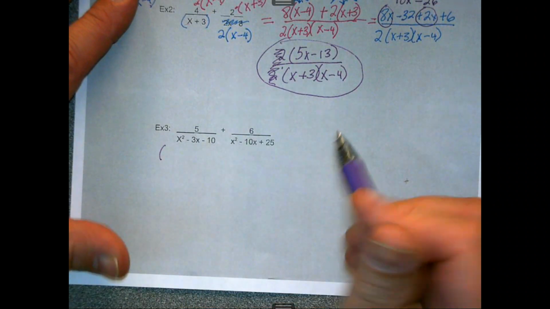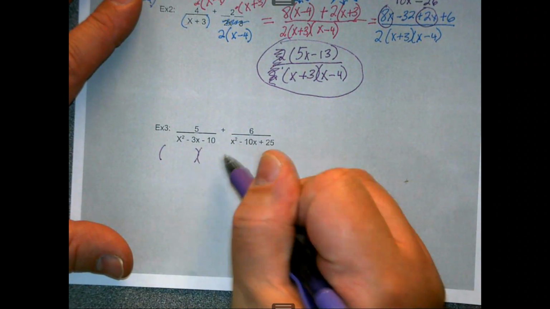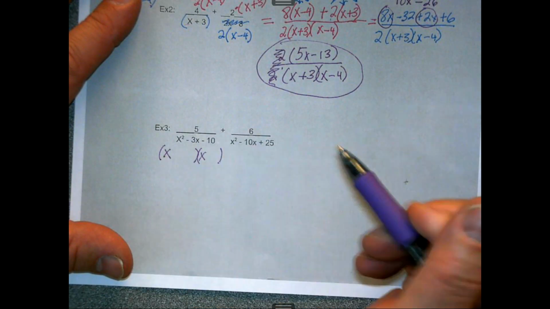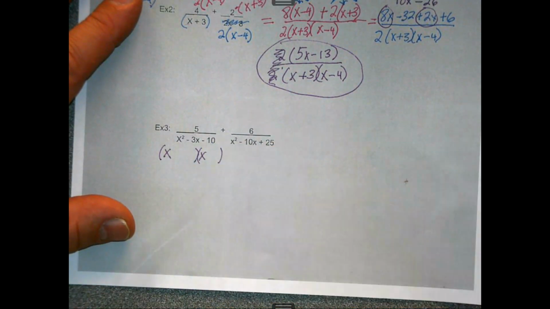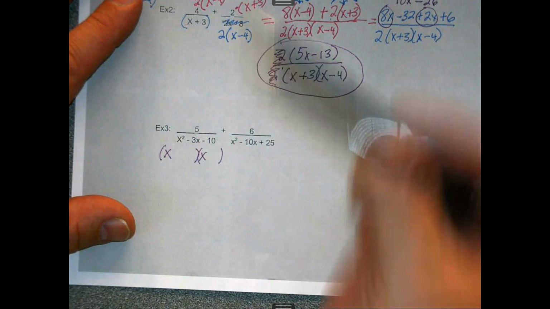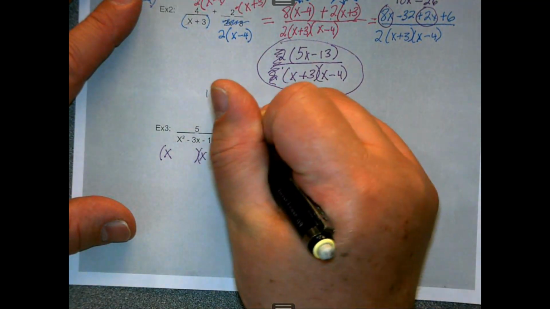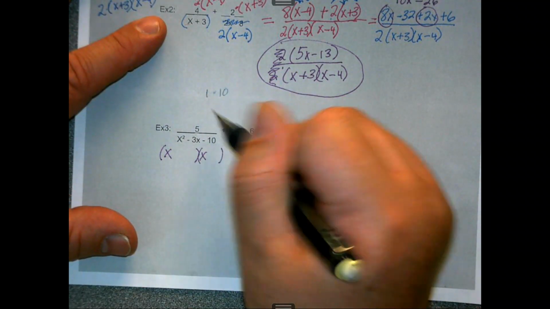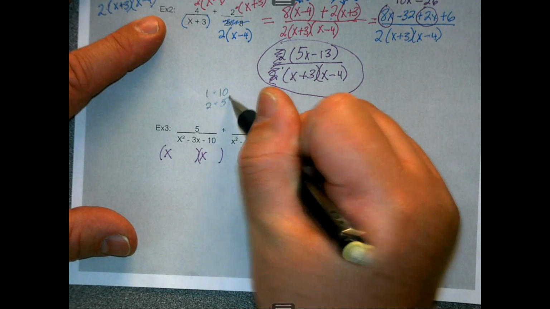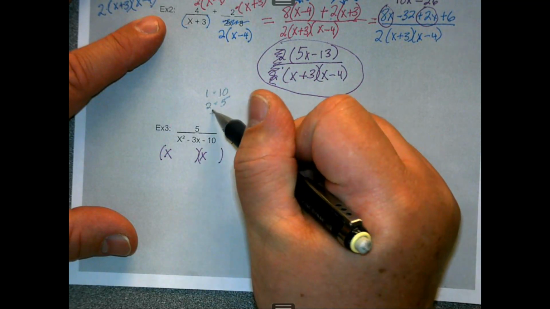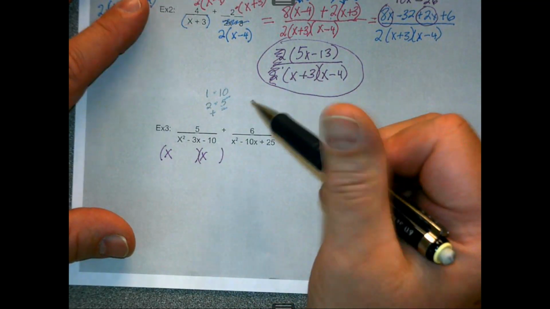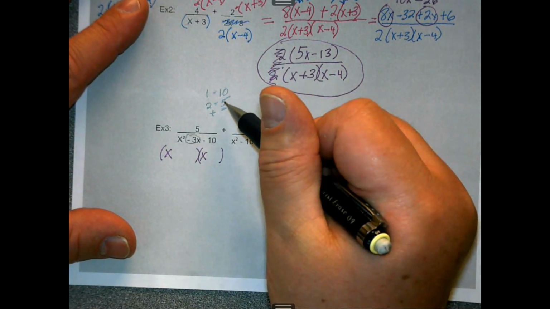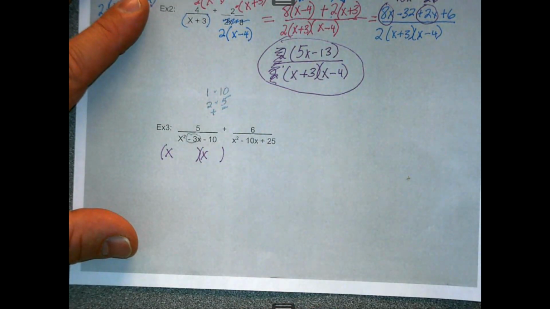Going to factor the bottom. Can't factor anything out, so I'm going to guess and check. x times x is x squared. Factors of 10. And again, hopefully you know how to do this in your working minds by now. 1 and 10, and 2 and 5. Opposite signs because they multiply to a negative, which means we're going to be subtracting to get negative 3. So we're going to use 5 and 2, right? So 5 will be negative, and 2 positive. Yep.